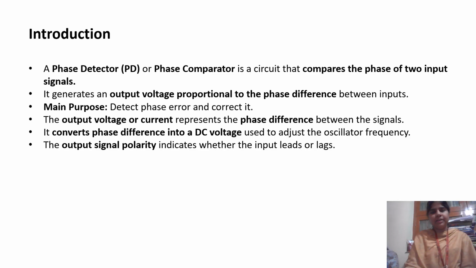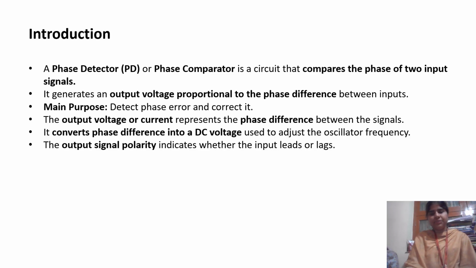A phase detector or phase comparator is a circuit that compares the phase of two input signals. It generates an output voltage proportional to the phase difference between the inputs. Main purpose: detect phase error and correct it. The output voltage or current represents the phase difference between the signals.